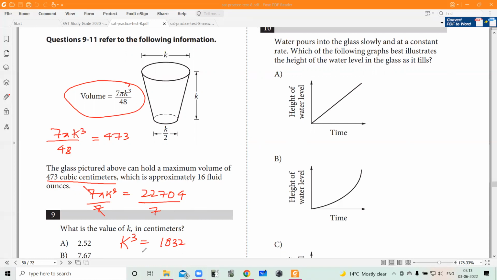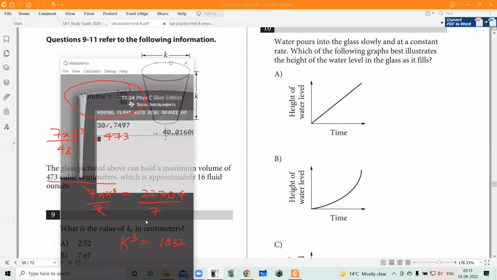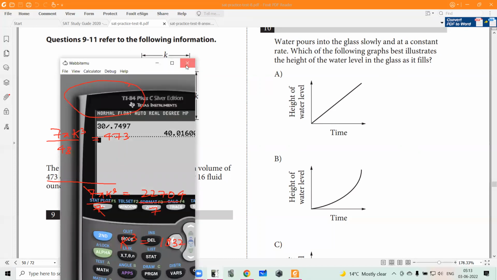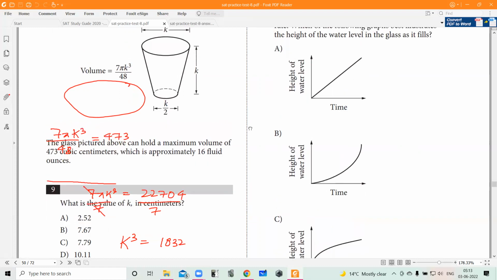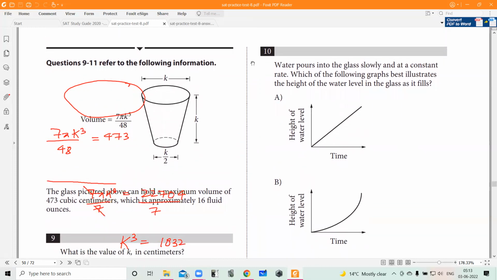And then we have to cube root that. Cube root. 10.1. Okay, 10.1. Okay, which option? D. That's correct. Now let's go to the 10th one.